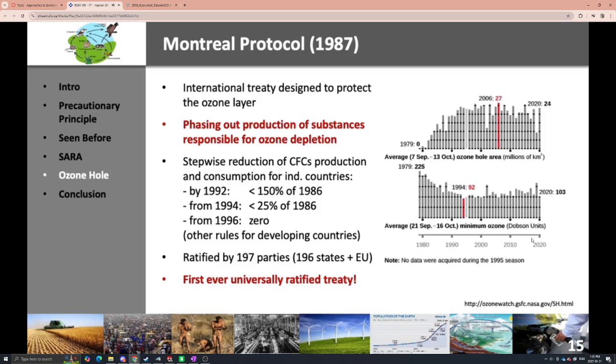What you see on this chart is the maximum size of the ozone hole and the minimum concentration every year since 1979. So you can see that the ozone hole continued to grow and the concentration continued to drop after the Montreal Protocol was enacted. But eventually, the management actions were able to stop the downward trend. We had the lowest concentrations in 1994 and the biggest ozone hole in 2006. And since that time, the measurements indicate that the health of the ozone layer is increasing again.